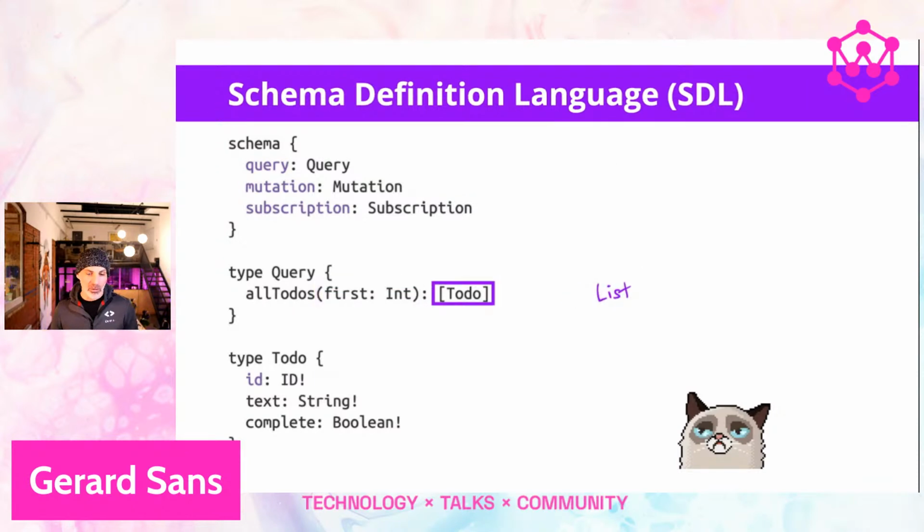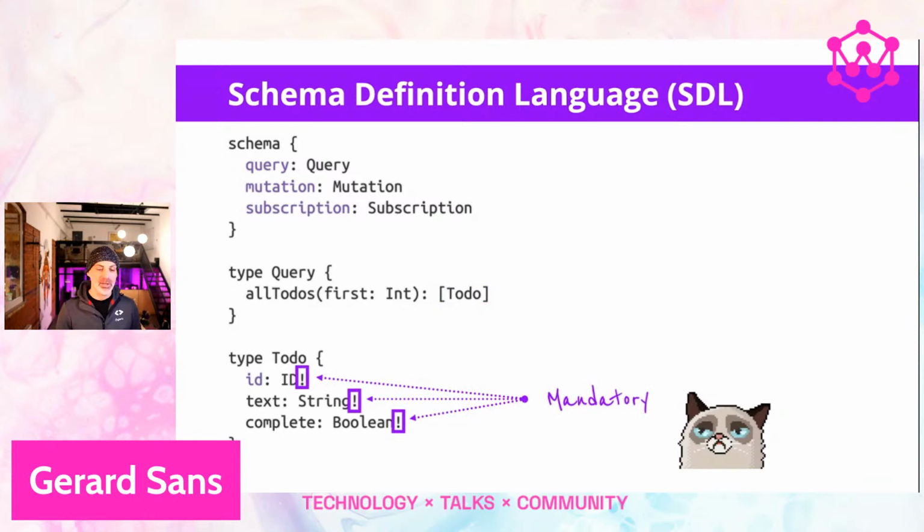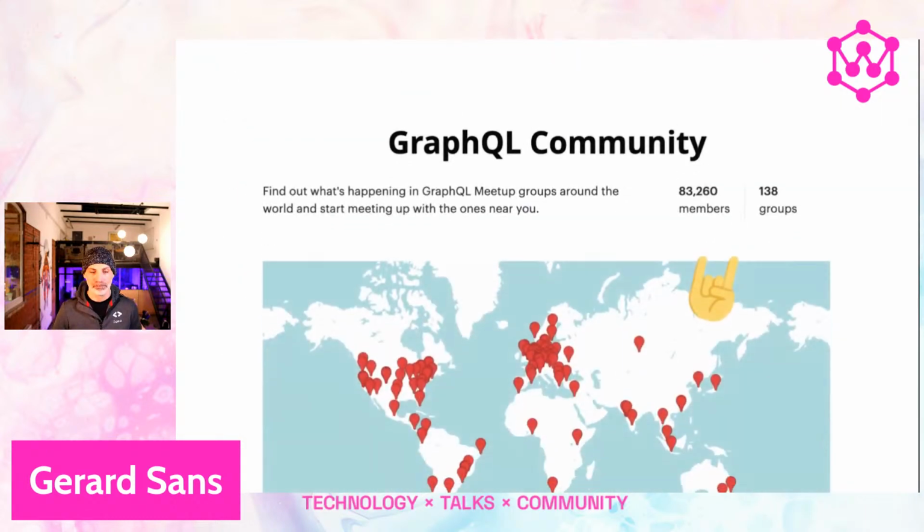We have also arguments, as I was telling before. We have the list. We also can specify mandatory fields, which we will use the exclamation point.